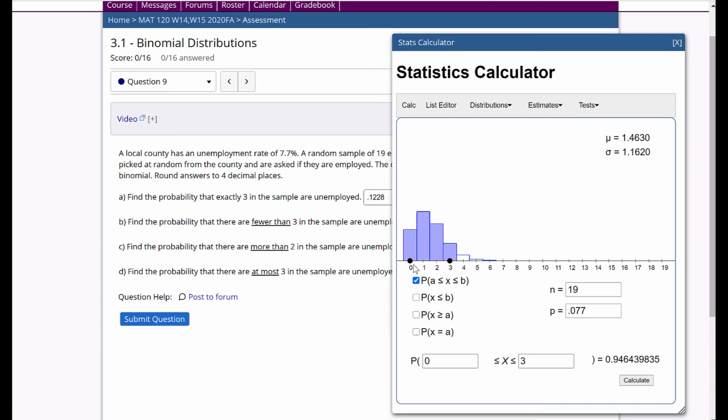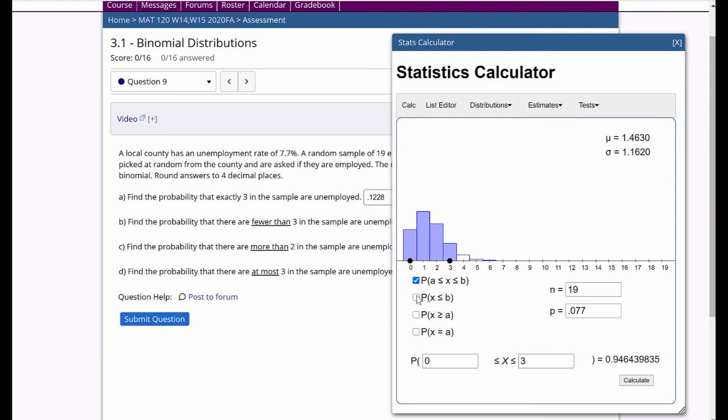This is what they're talking about. So you can't get any more than 3. 3 is your maximum. So 0 up to 3, that's what we want. So in this case, that's added up for us down here. 0.9464, that would be our answer.